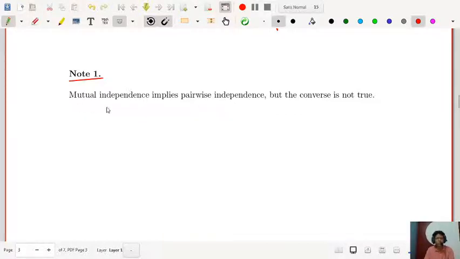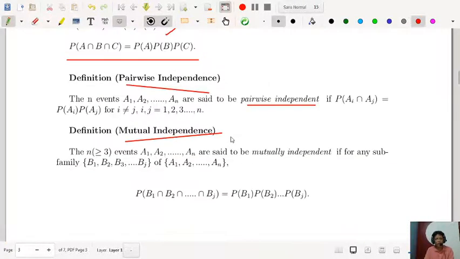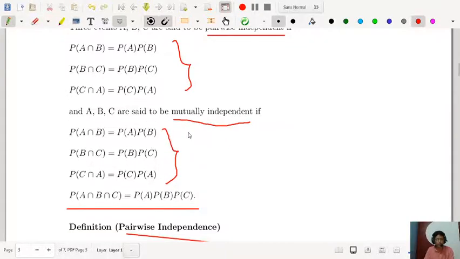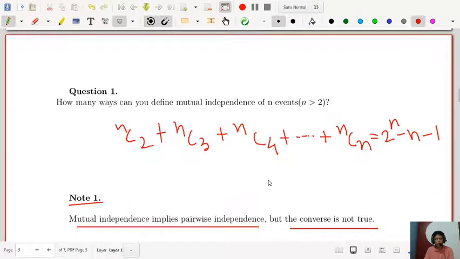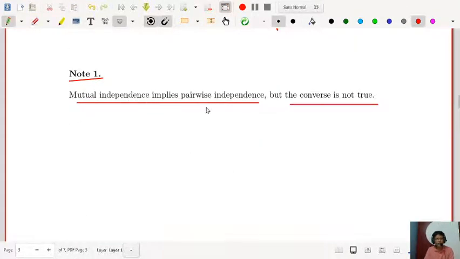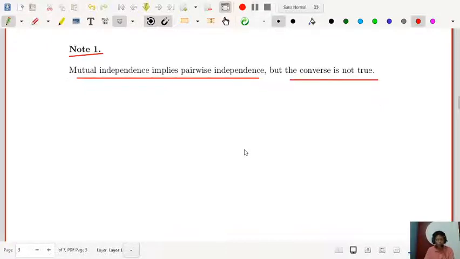Next I will talk about another important observation. Mutual independence implies pairwise independence. Okay, but the converse is not true. You look at that, what is the concept of mutual independence? This is pairwise independence, and for mutual independence there is an additional condition. So the observation is that mutual independence implies pairwise independence, but the converse is not true. So let us have an example. With that example I will explain that thing.